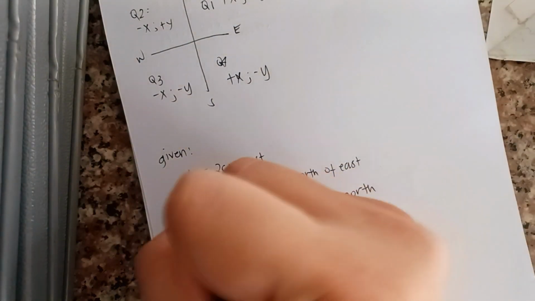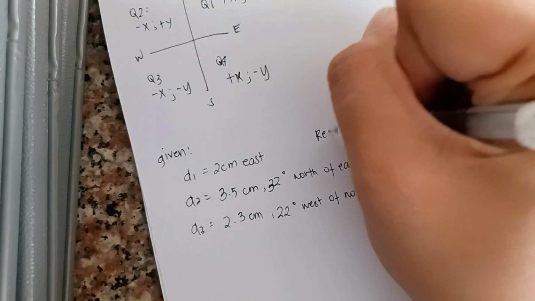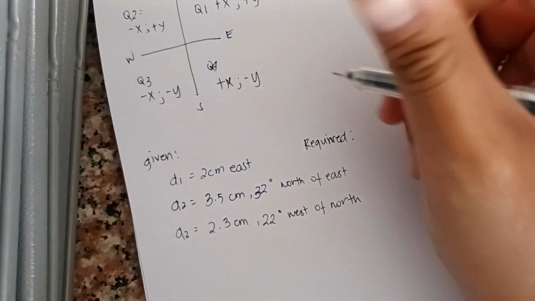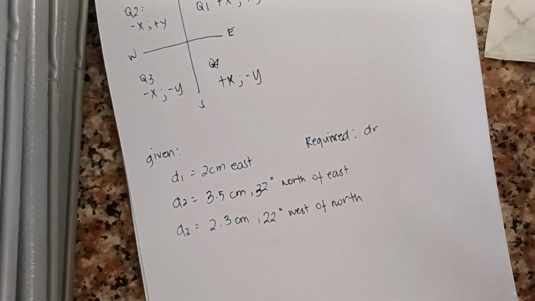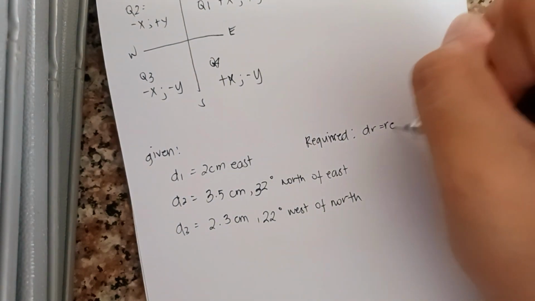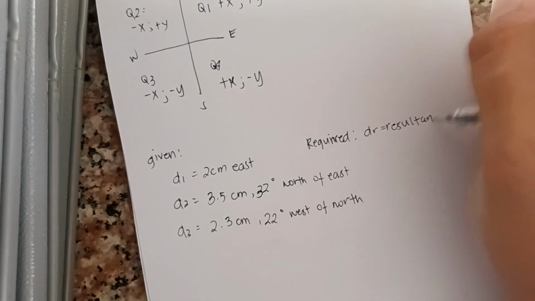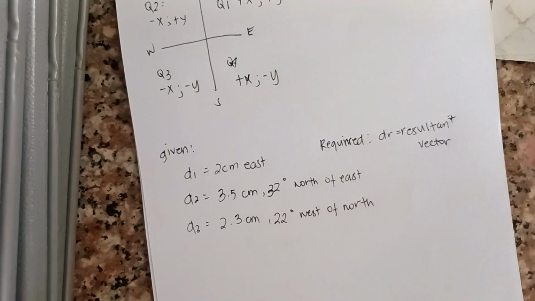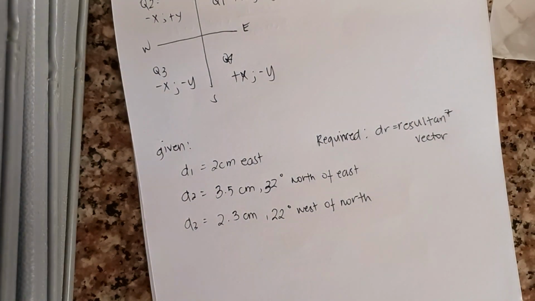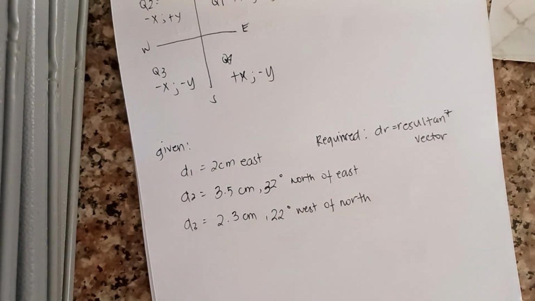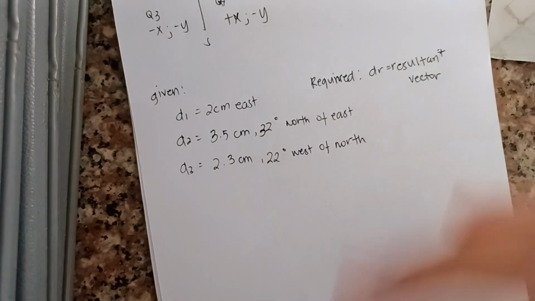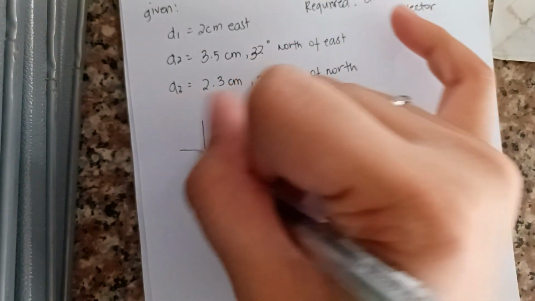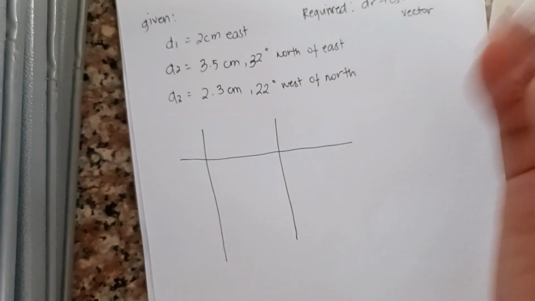So, ang ating required ay the dr, which is the resultant vector. So, ito na ang gagawin natin. So, we will do a table. Okay? Table like this one, para mas madali nating ma-identify.